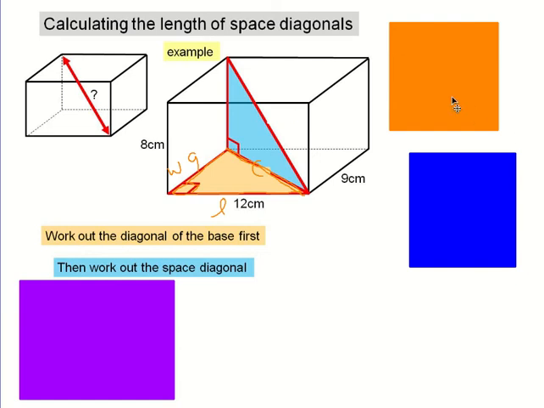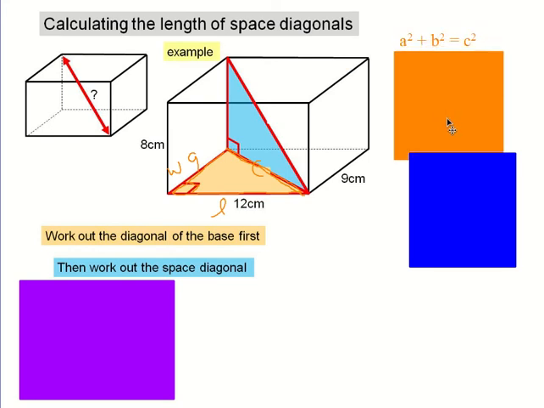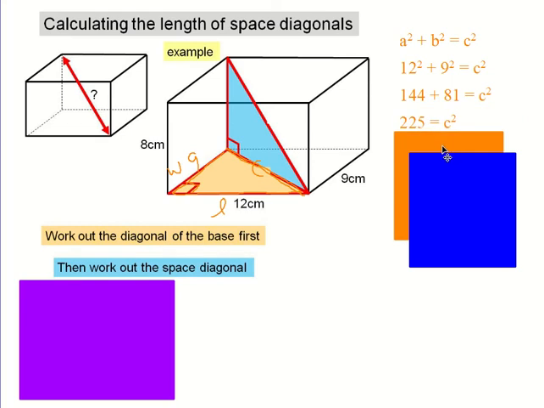So what I'm going to do is start by using the Pythagorean Theorem formula, a squared plus b squared equals c squared. I'm going to substitute 9 and 12 in for my a and my b. I get 12 squared plus 9 squared equals c squared. I'm going to evaluate my squares. 12 squared is 144, 9 squared is 81. I'm going to add together 144 and 81. I get 225. And then from here I need to take the square root of both sides. When I take the square root of both sides, I get c equals 15. So the length of this diagonal over here is 15.